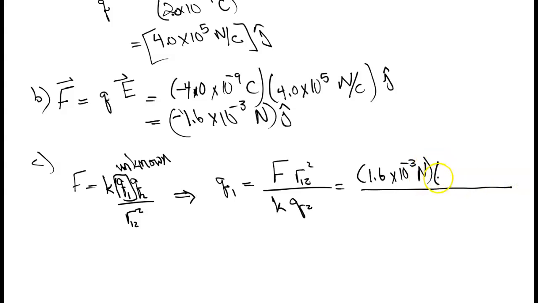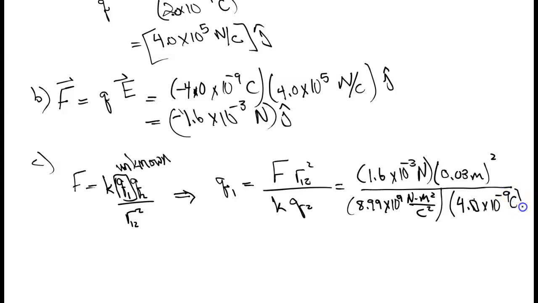Notice I didn't include the direction. It's placed 3 centimeters away, so 0.03 meters quantity squared. K again is our constant, 8.99 times 10 to the 9th newton meter squared per coulomb squared, times the second charge, again just magnitude, is 4.0 times 10 to the negative 9 coulombs.